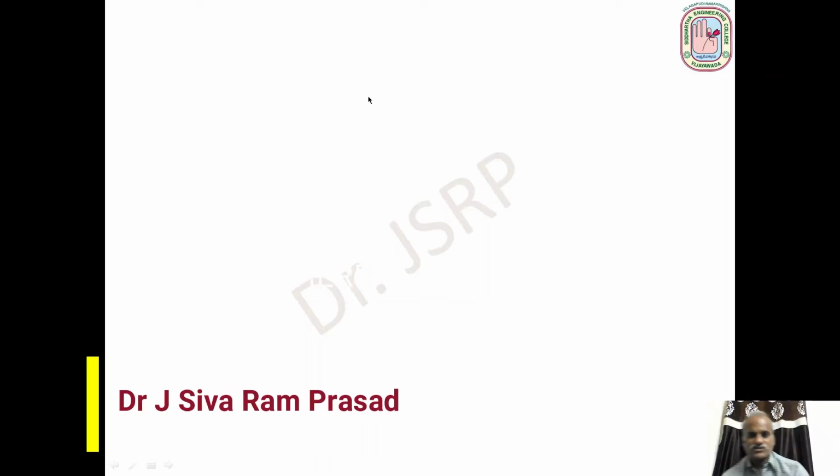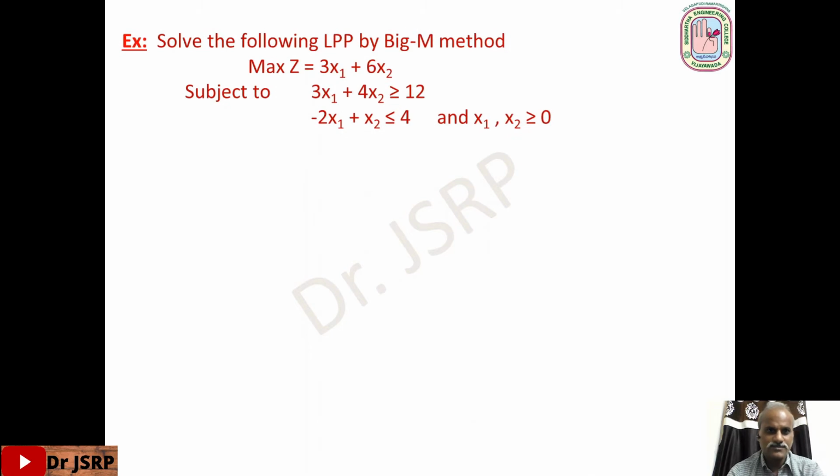In this lecture, I am going to explain a Big M method to solve a LPP having unbounded solution. Consider this problem. Here the objective function is maximization, with one greater than or equal constraint, one less than or equal constraint, and all variables are greater than or equal to 0. As usual, first convert the LPP into standard form.